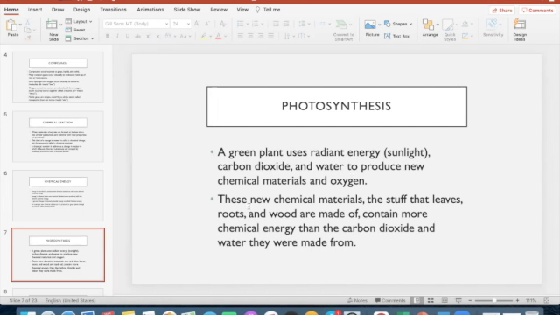These chemical materials, the stuff that the leaves, roots, and wood of the plant are made of, contain more chemical energy than the carbon dioxide and water they were made from. So it takes carbon dioxide, water, and sunlight to produce these new materials that grow onto the plant.